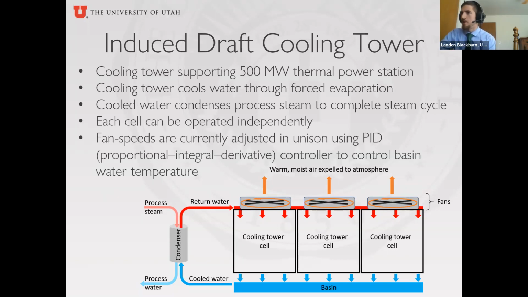Their current method of operation is they have a single controller that controls all of the fans simultaneously. So if the temperature set point is not being met in the basin, they just turn up all the fans in unison. So our approach here was to see if we could find a way to break up these fans and take advantage of those extra degrees of freedom to increase the efficiency of this cooling tower.